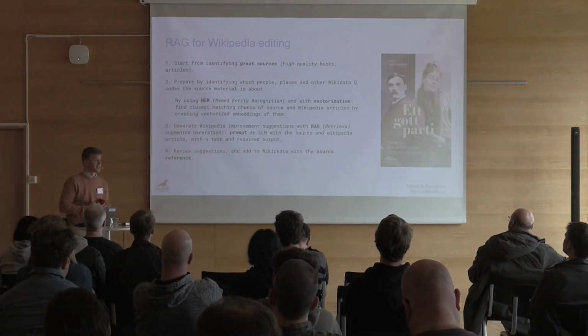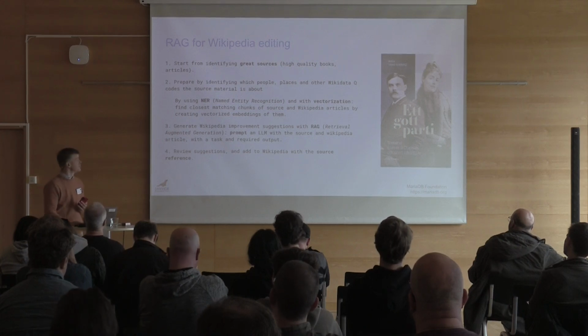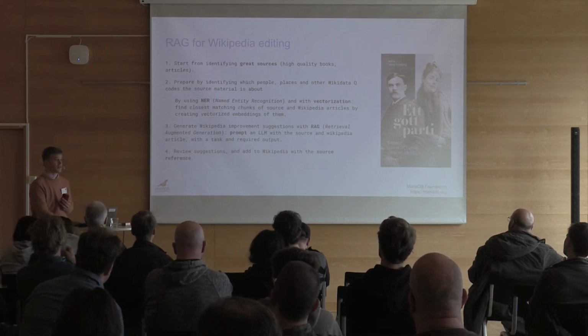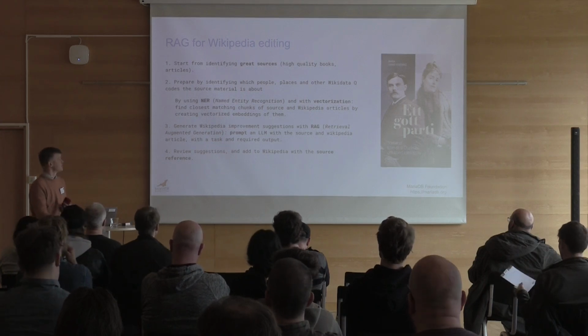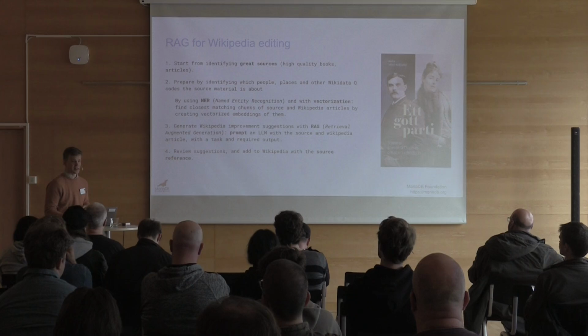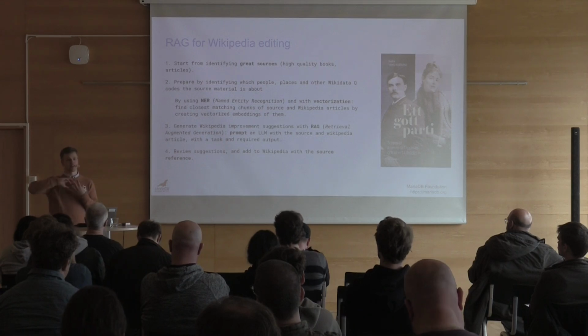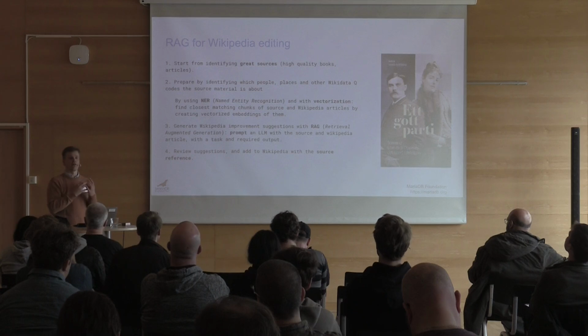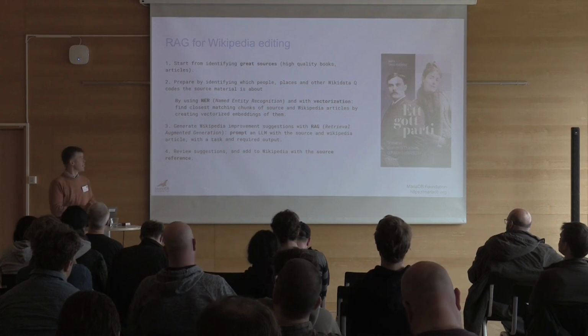Okay, so step 2 is how do you find all these people and places that could be improved from this source? And for that we used NER, Named Entity Recognition, and vectorization. So we were looking for specific places and names that we could tag with a Wikidata Q code, which is then connected to all the Wikipedia articles for that thing. Louis Pasteur has one Q code and it's connected to a lot of Wikipedia articles, so you know which languages you could improve with that.